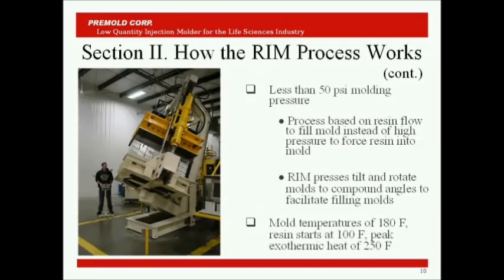Now, because of the importance of resin flow to fill the mold, RIM presses typically tilt and rotate, as we see in this picture here, to orient the molds at a compound angle during the injection of the resin. Now, you see an aluminum mold clamped in this particular press here, oriented at the compound angle.